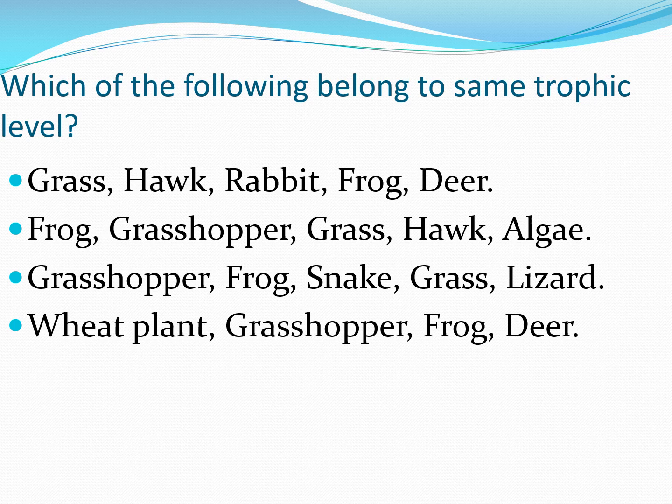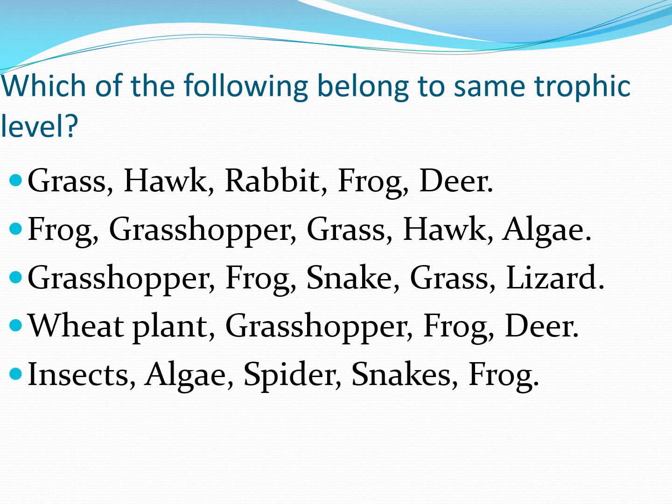Next, wheat plant, grasshopper, frog, deer. So here grasshopper and deer belong to primary consumer. So wheat plant is the producer, grasshopper and deer are the primary consumers, and then frog will be placed in secondary consumer.